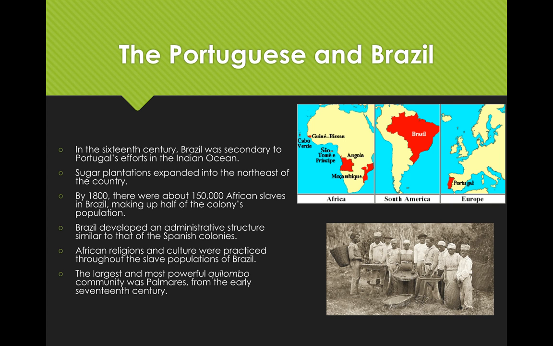African religions and culture were practiced throughout the slave populations of Brazil, and the largest and most powerful quilombo was Palmares from the early 17th century. And a quilombo is a Brazilian hinterland settlement that was founded by people of African origin. They're also called Maroons.